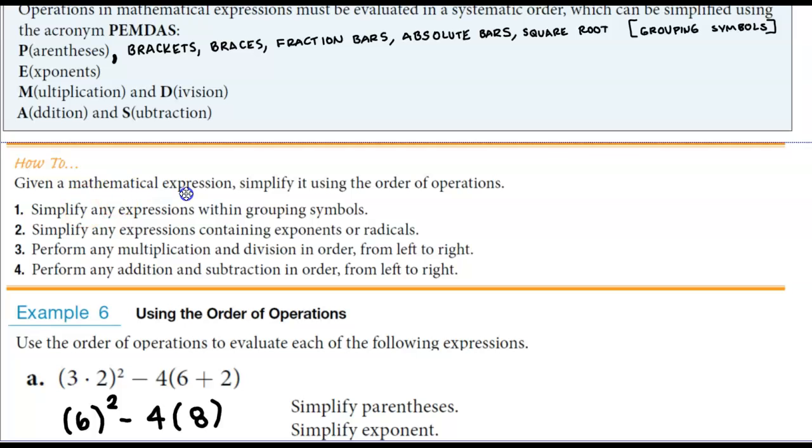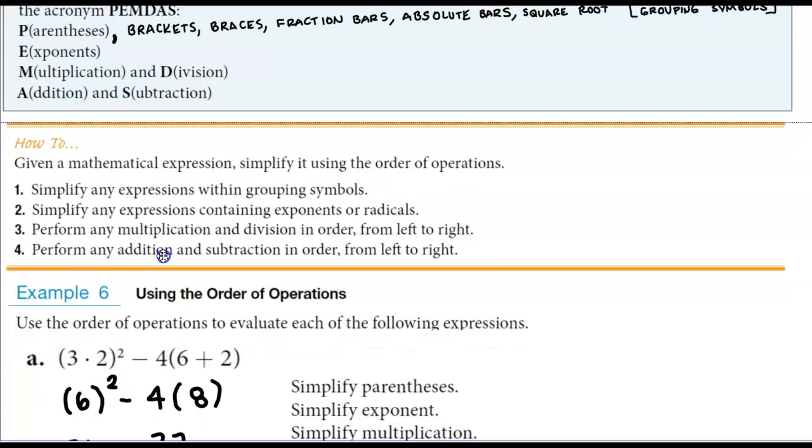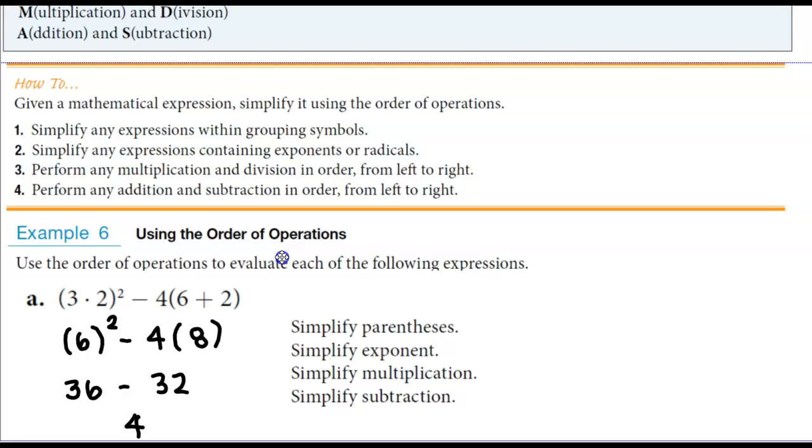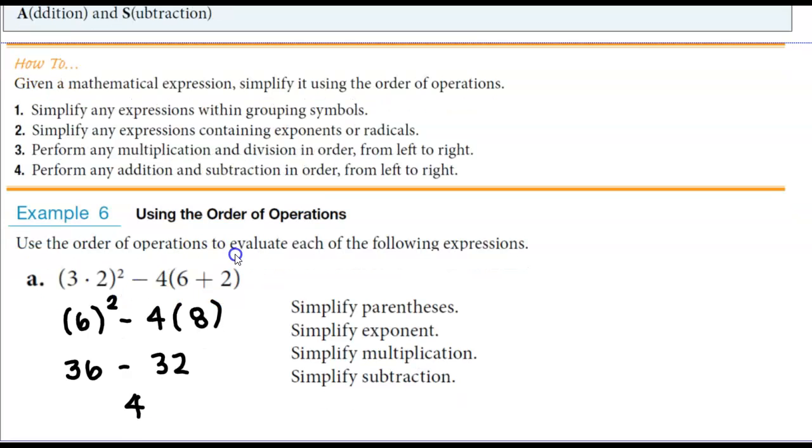So, given a mathematical expression, simplify it using the order of operations. So number one, we're going to simplify any expressions within grouping symbols. Number two, we're going to simplify any expressions containing exponents or radicals. Number three, we're going to perform any multiplication and division in order from left to right, and perform any addition and subtraction in order from left to right. So use the order of operations to evaluate each of the following expressions.